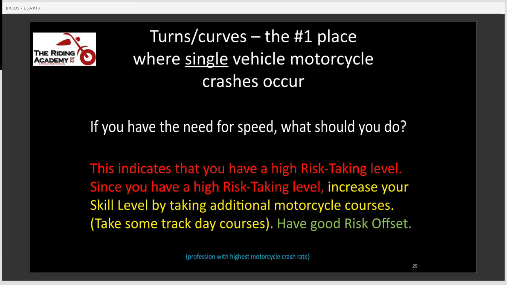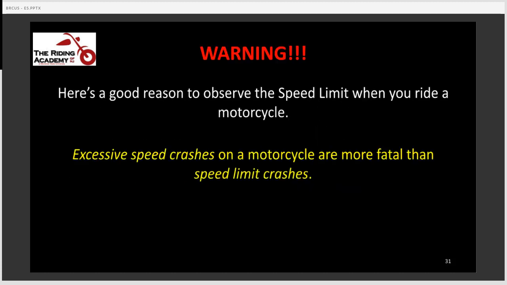It's kind of the same thing on a motorcycle. So constant training is one of the best ways to avoid a motorcycle crash. So take the additional courses, so when you're in a situation, you know what to do. You don't panic. Right? Now, here's a real good reason to observe the speed limit when you ride that motorcycle: the excessive speed crashes on a motorcycle are more fatal than the speed limit crashes.